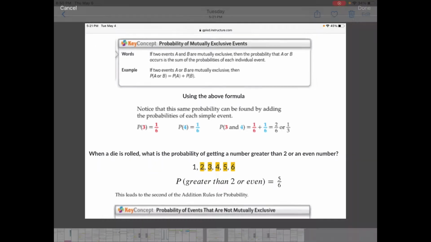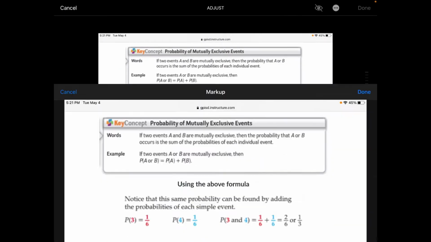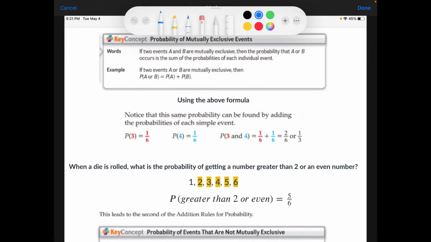Okay, so I want to make sure we understand something here when we talk about not mutually exclusive situations. Remember, mutually exclusive means two events that cannot occur at the same time. So, for example, if you roll a die, you cannot land on a 3 and a 4 at the same time. You would only land on a 3 or a 4. That would be a mutually exclusive event.